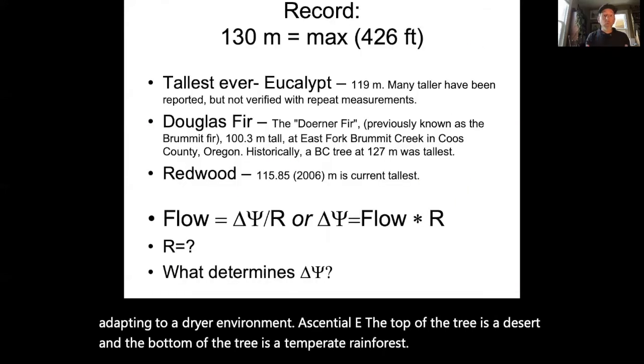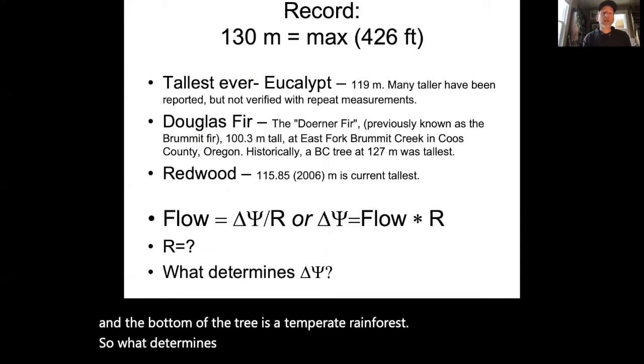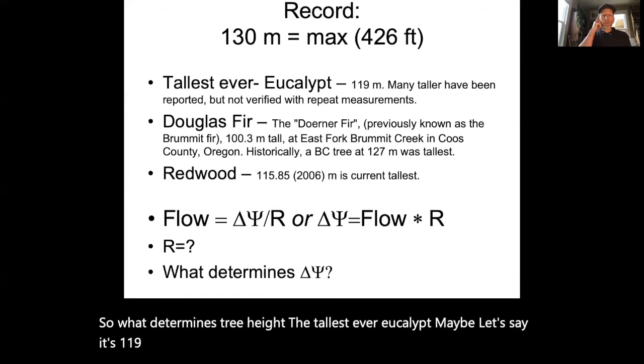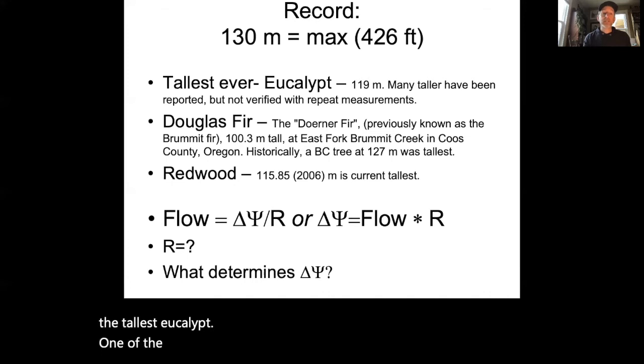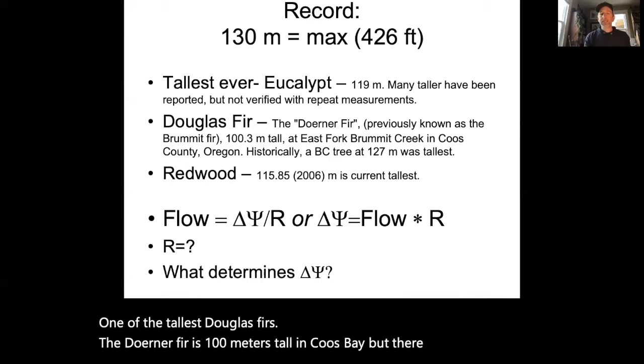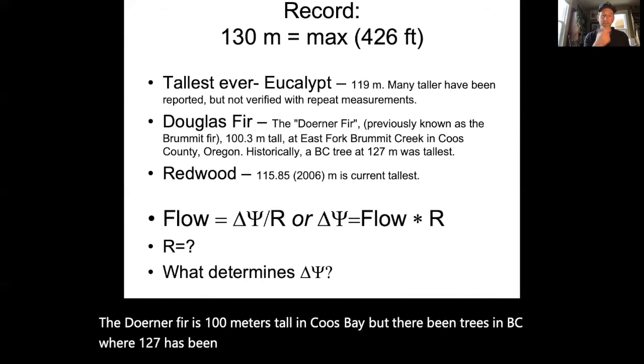So what determines tree height? Well, the tallest ever eucalypt might be, let's say it's 119 meters. Many taller have been reported, but not really verified with repeat measurements. So let's say we're around 120 meters for the tallest eucalypt. One of the tallest Douglas firs, the Dorner fir, is 100 meters tall in Coos Bay, but there have been trees in BC where 127 has been recorded as the tallest.